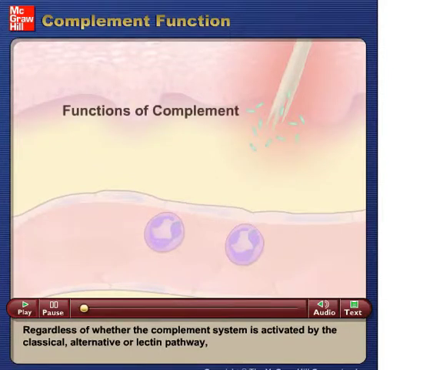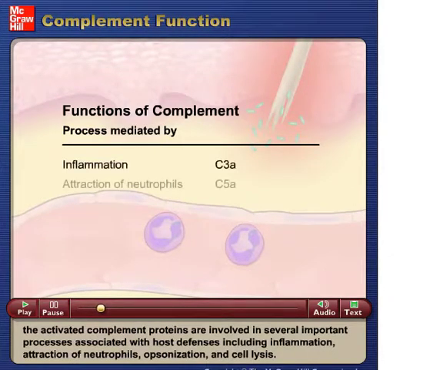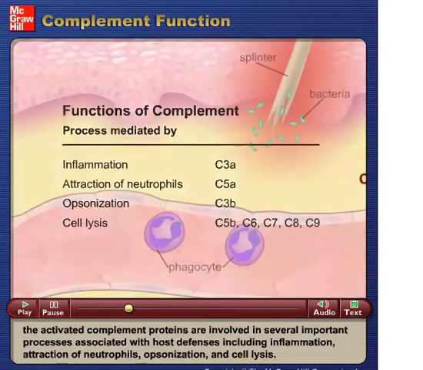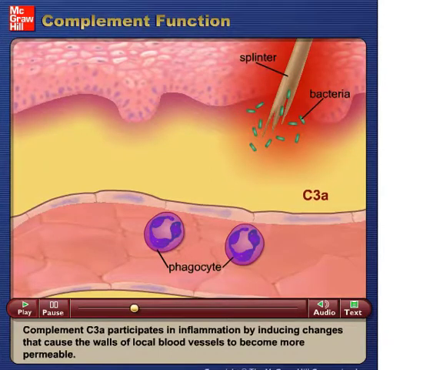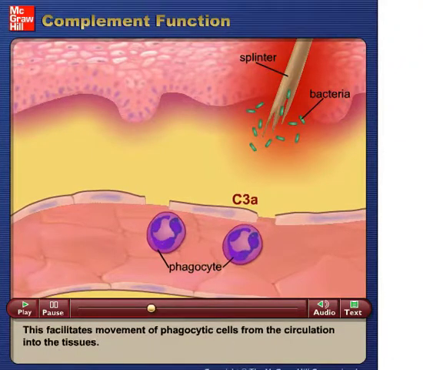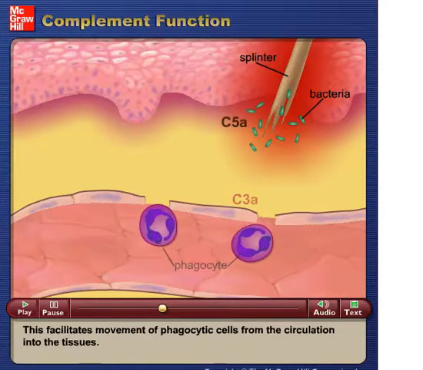Regardless of whether the complement system is activated by the classical, alternative, or lectin pathway, the activated complement proteins are involved in several important processes associated with host defenses, including inflammation, attraction of neutrophils, opsonization, and cell lysis. Complement C3a participates in inflammation by inducing changes that cause the walls of local blood vessels to become more permeable. This facilitates movement of phagocytic cells from the circulation into the tissues.